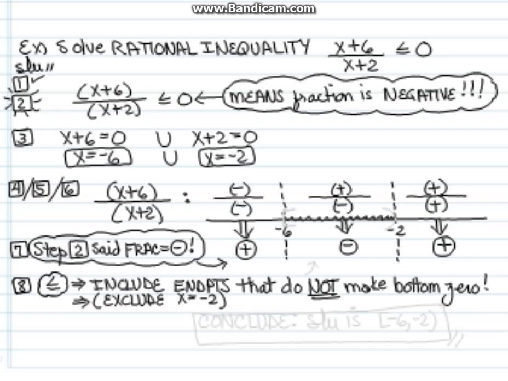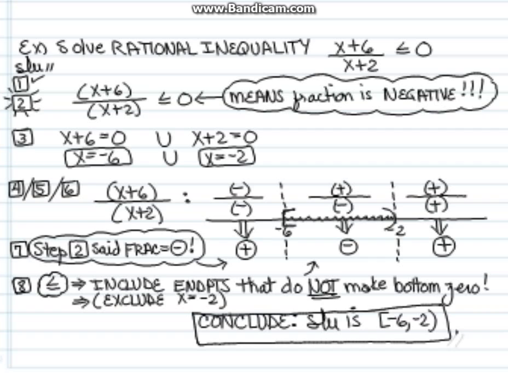Okay, so I'm going to go back up to the graph, and I'm going to put boxy brackets on the endpoints except not on -2. Round bracket on -2, boxy bracket on -6. Now my conclusion is that the solution to this inequality is the shaded region, boxy bracket from -6 to the larger value -2 with an open bracket.